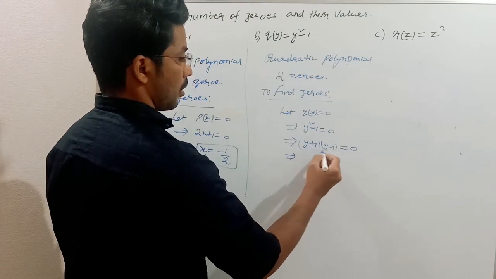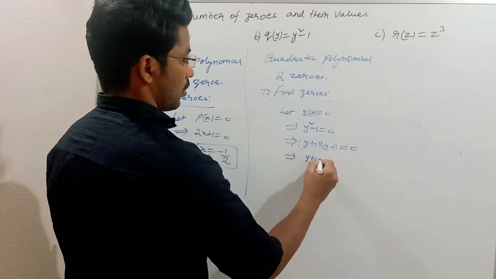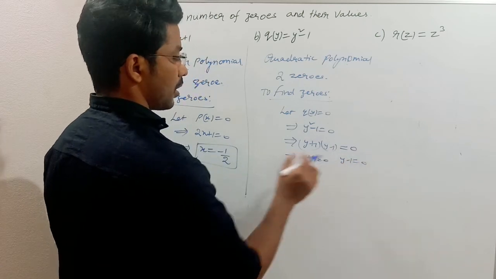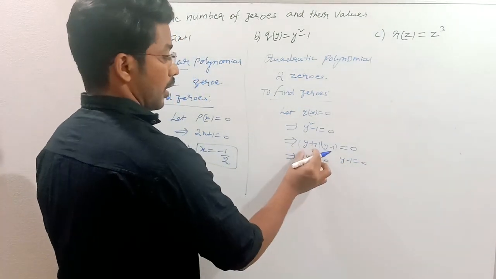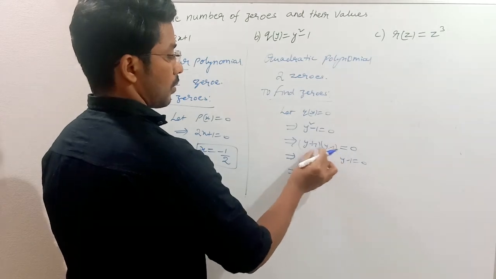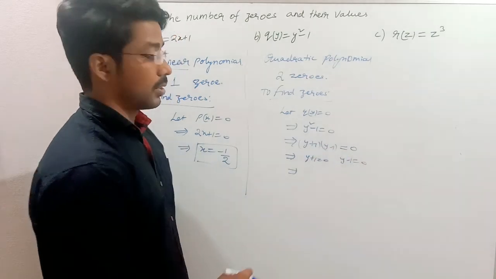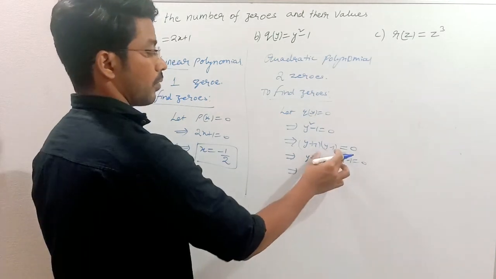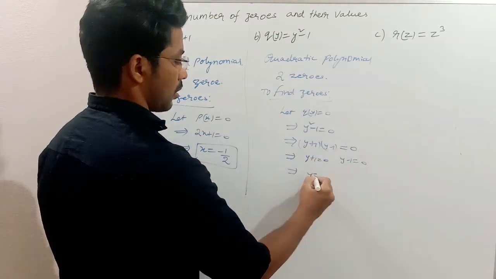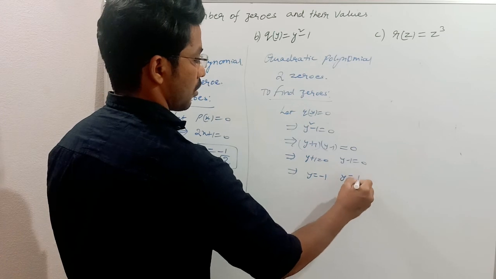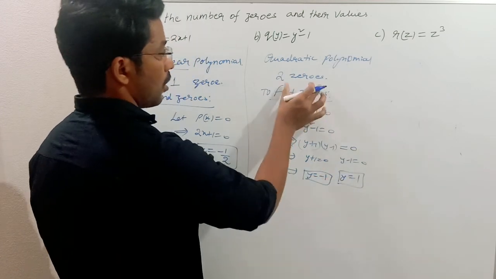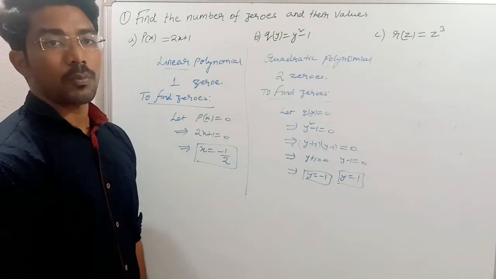So if we take y plus 1 is equal to 0, y minus 1 is equal to 0. Why am I taking them separately? Because anything into something is equal to 0, in such cases, one of them should be zero. Then only the equation will be true. So y is equal to minus 1, y is equal to 1. So these are the two zeros of this quadratic polynomial.